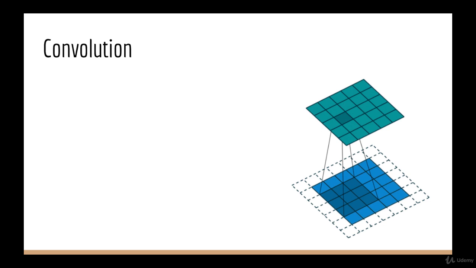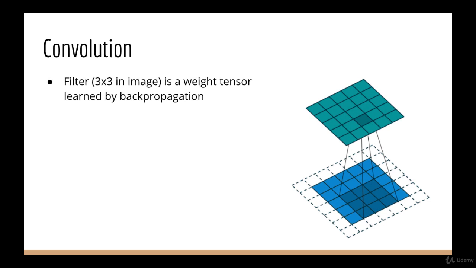So let's start this by doing a quick review of convolution. This is a picture of convolution. The big square is the image, and the small shaded square is the filter. The filter is a weight matrix or tensor, where the weights are learned by backpropagation.